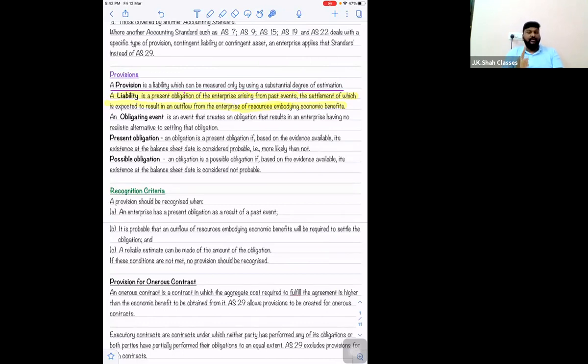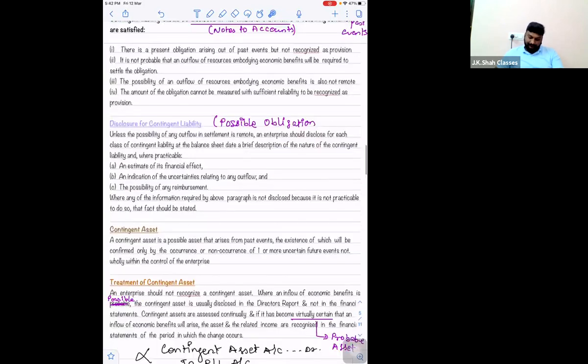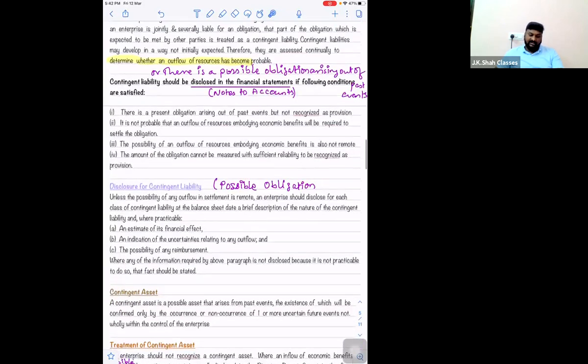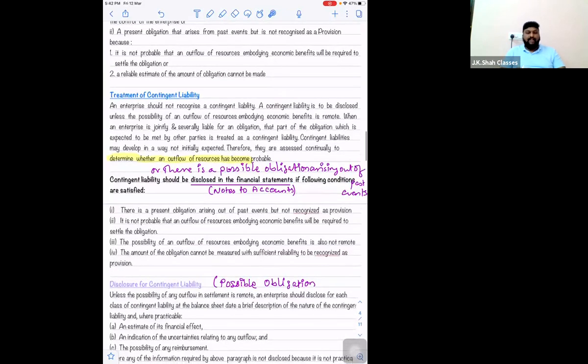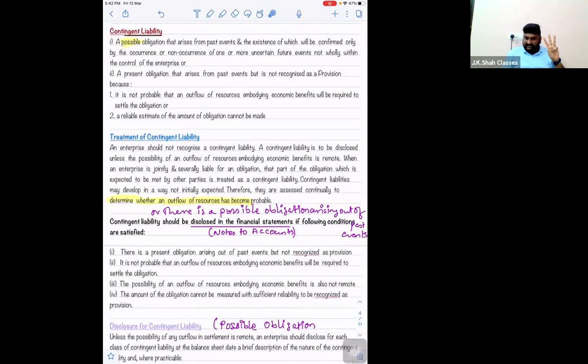So now it is no more a contingency. It will be considered as what? An actual provision to be shown in the books of accounts. I hope you are understanding the point. So basically, whenever the term contingent liability comes to you, there can be three possible accounting treatments. Wherever you come across a contingent liability, three accounting treatments are possible. And that completely depends upon the chances of occurrence.